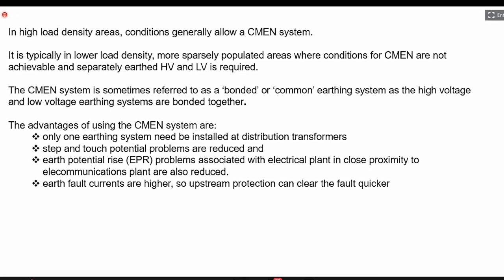The step and touch potential problems are reduced because it is one whole earth mat. Earth potential rise problems associated with electrical plant in close proximity to the telecommunication plant are also reduced. That is, noise is reduced. Then earth fault currents are higher because now there is a very low earth resistance. Therefore, in the event of an earth fault, the earth fault current is higher. That means the tripping devices work perfectly.